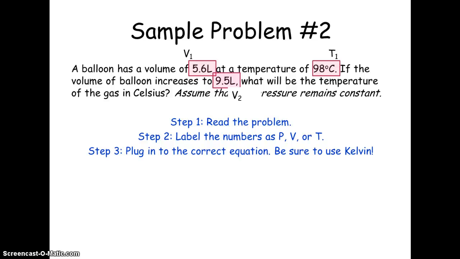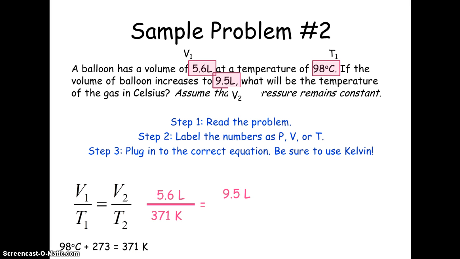So we want to plug into the correct equation. Hopefully you've noticed something that we need to do with this problem. And that's, we're given our temperature in Celsius, but we need to make sure we're using Kelvin in a problem. So we've got our equation V1 over T1 equals V2 over T2. First off, we want to get our answer in Kelvin. So to convert from Celsius to Kelvin, you add 273. So 98 plus 273 gives us 371 Kelvin. That's going to be our temperature 1. Plug in the numbers. 5.6 divided by 371 is equal to 9.5 divided by temperature 2.